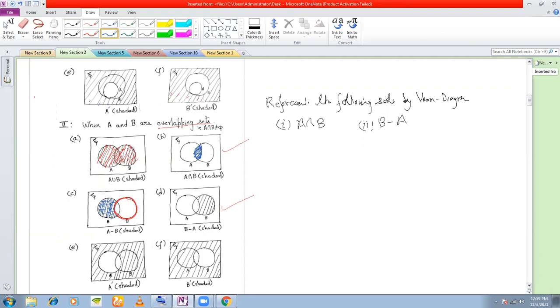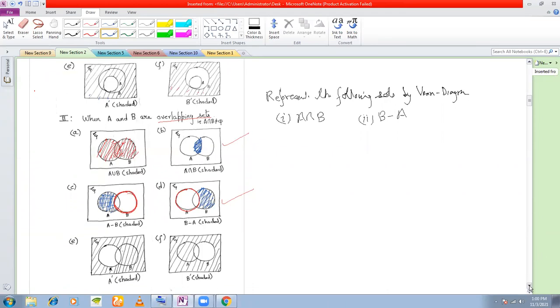What about B minus A? In B minus A, we do exactly the same thing. That is, we exclude the set A. And we only shade what is there purely in B. We don't even shade the common part between A and B. Okay. So this is B minus A.